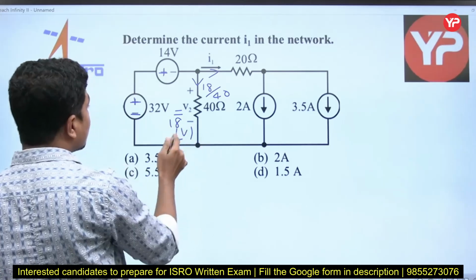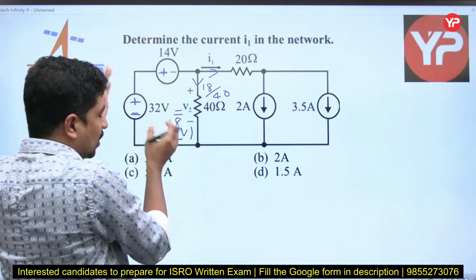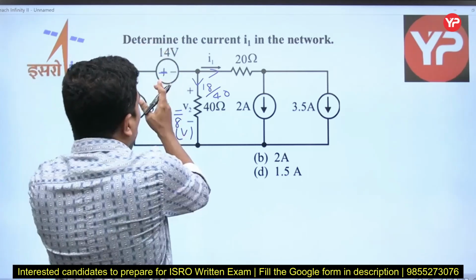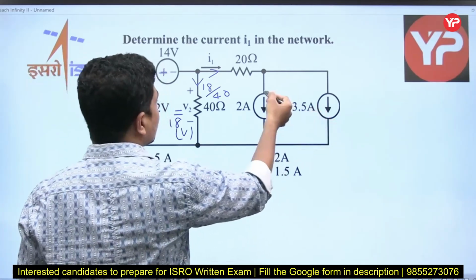Sir, how are you saying V2 is 18? The sources are subtracting, as the polarities are opposite, opposing each other, and that is in parallel. Therefore, V2 is 18. Right? This current is 3.5, this current is 2 ampere.